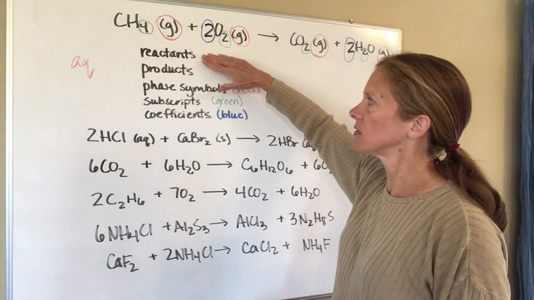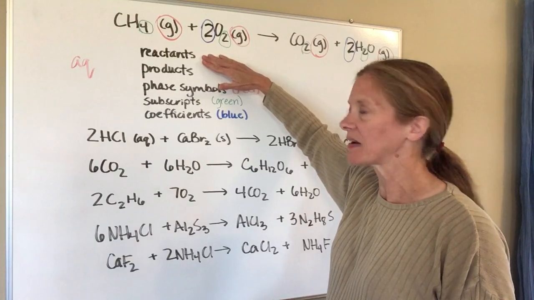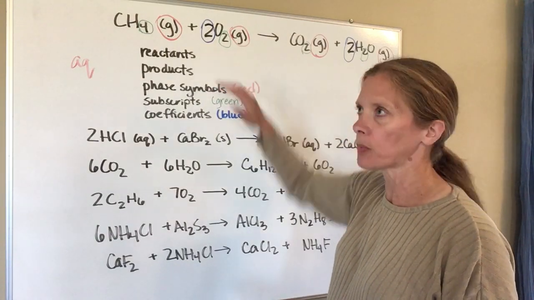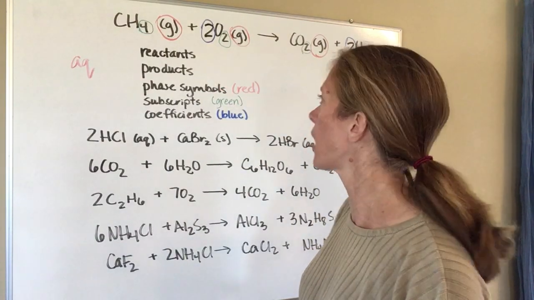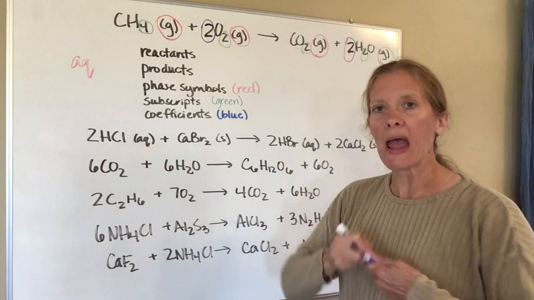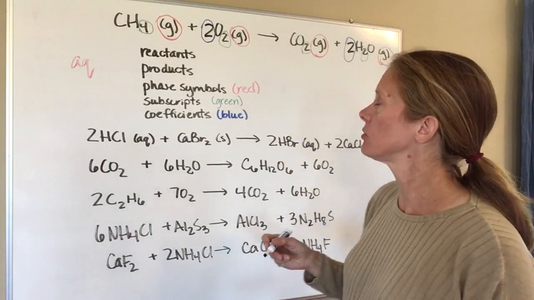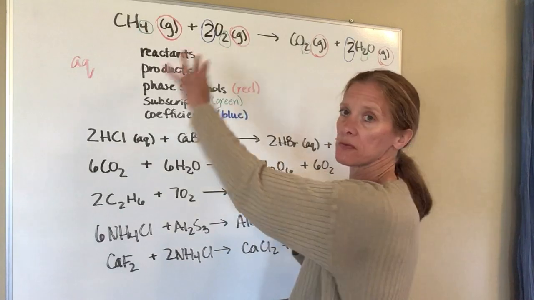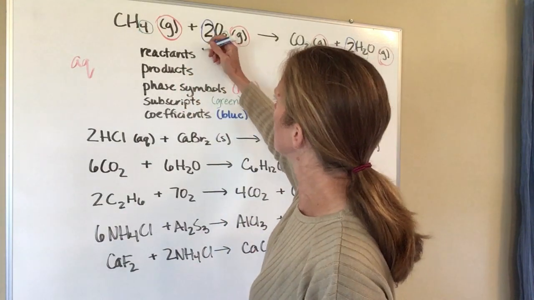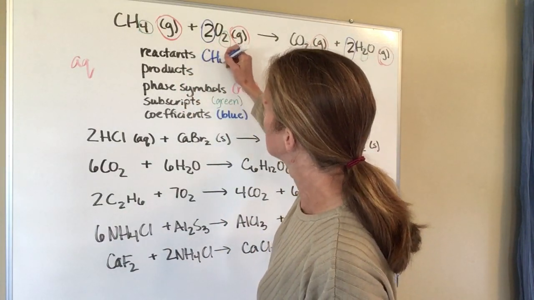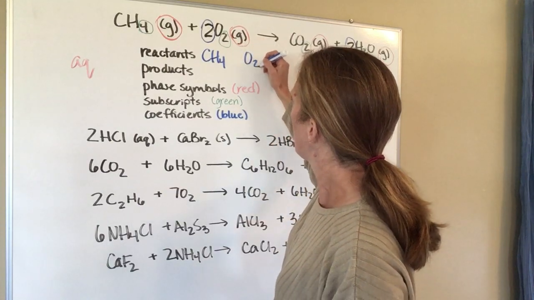Now, what is on the left side is classified as reactants. That's what reacts together. On the right side, it's classified as products. So if you're asked what the reactants are in a certain equation, you're going to look at whatever's on the left side of the arrow. The reactants are CH4 and O2.